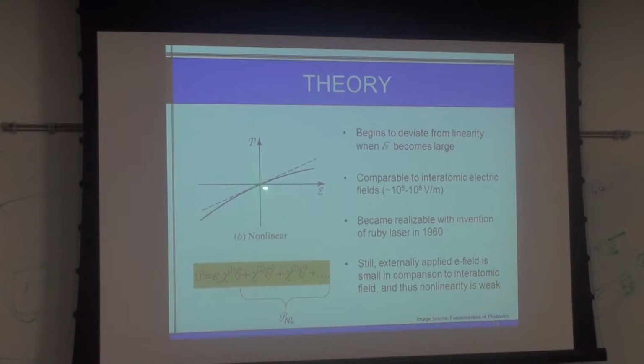So what you do is a small perturbation. This is also called perturbation analysis around E equals 0. Your fields aren't quite this high, but they start to become high enough that you start to incrementally deviate from linearity. Right? Now all you need is a little bit.